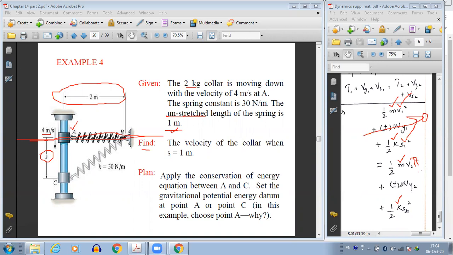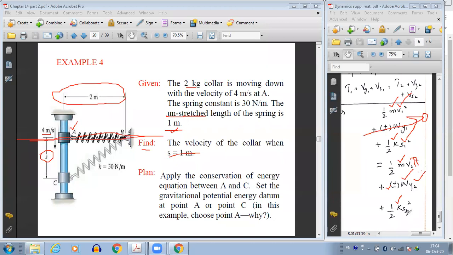Okay, so what about point C? Point C is below our datum, right? So positive or negative? Negative, yes. Because it is below our datum, so it has to be negative. Weight is known. We know the mass, so we can put what the weight is. And how much below datum is it? It is given when S is equal to 1 meter. So we know Y2 as well.